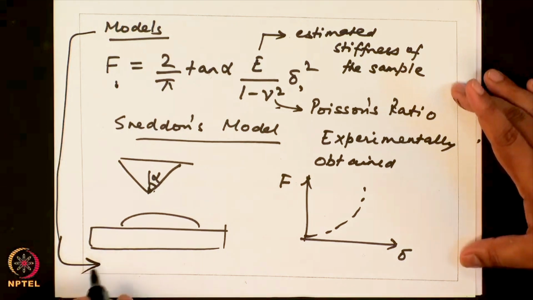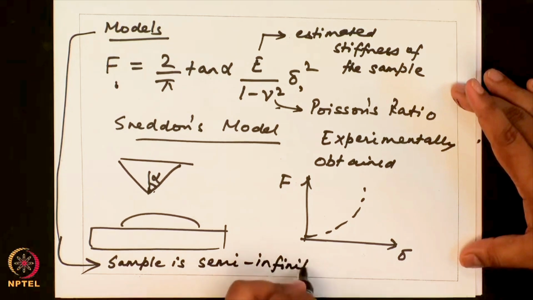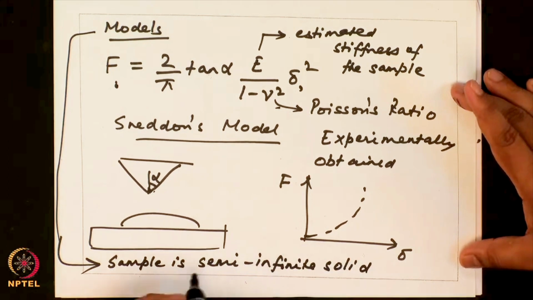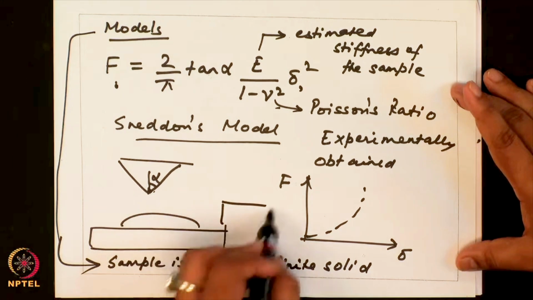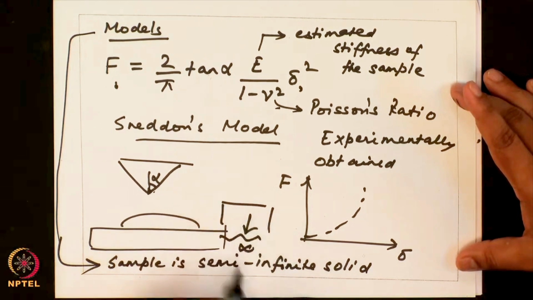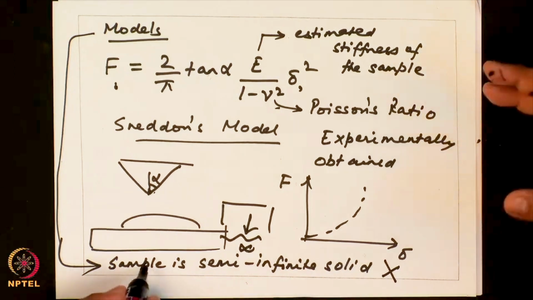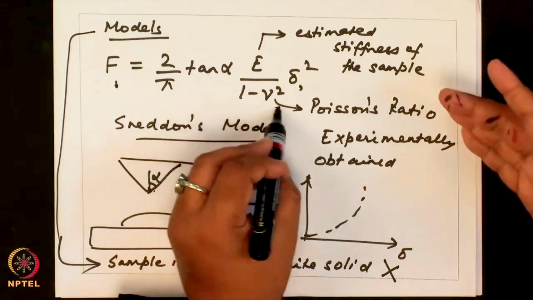For example, one of the assumptions is the sample is a semi-infinite solid. What this means is it treats the sample as if it goes to infinity in this direction and it is flat at the top. So, this is clearly not applicable for samples like cells, but still this is an approximation you make, because this is a simple empirical equation with which you can fit your data and get estimates of E.